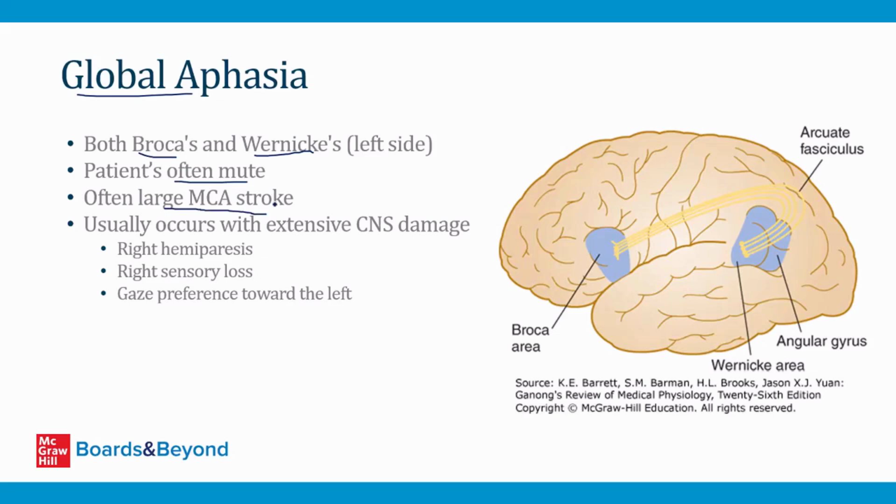And because the stroke is so large, these patients have problems beyond just the global aphasia. They have other problems related to extensive central nervous system damage. So you can see things like right hemiparesis from the large left-sided stroke, right sensory loss, and you can also see gaze preference towards the left. Those are those frontal eye field lesions that we talked about earlier.